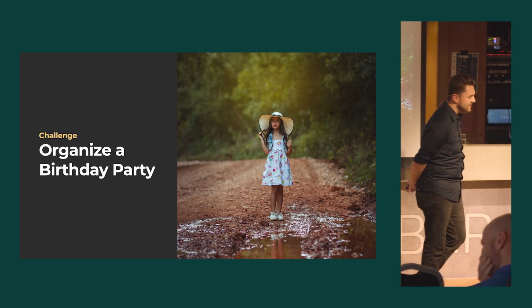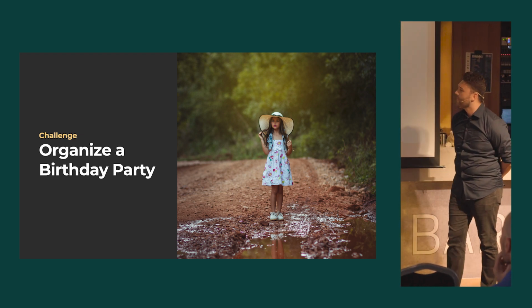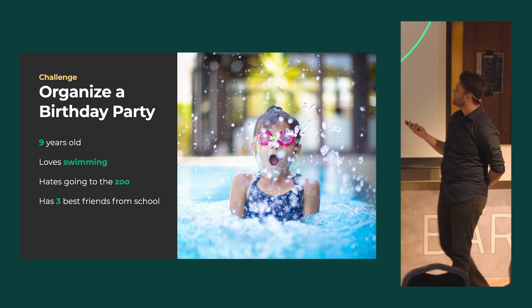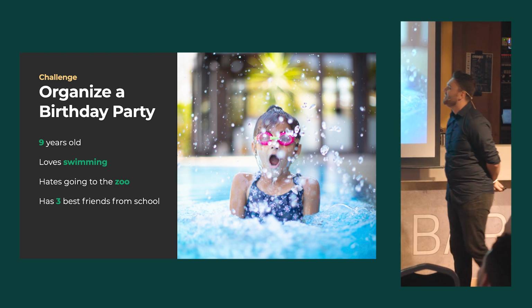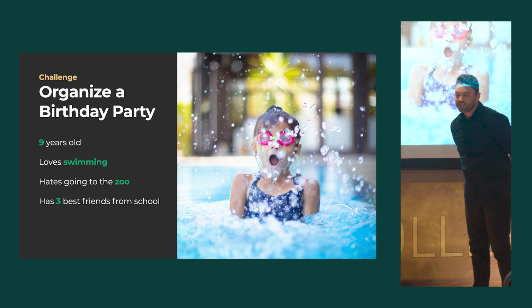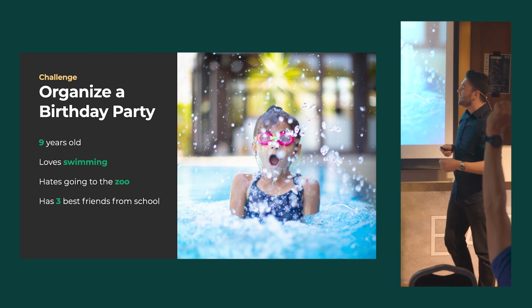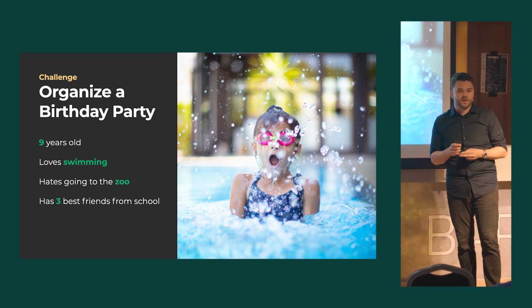But if we dig a little bit deeper and get to know this girl, her name is Katie. She's 9 years old. She loves swimming, so going to the pool was actually a great idea. She hates going to the zoo, and she also has 3 best friends that she would like to invite to the party as well.